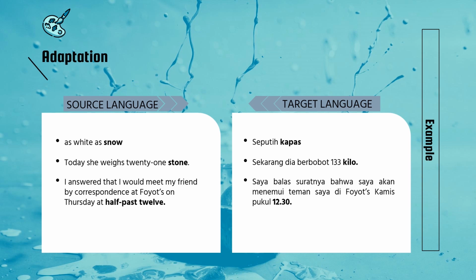And the next example, today she weighs 21 stone. And in the target language, there is sekarang dia berbobot 133 kilo. From that example, we know that the weight unit in the source language is stone, but we translate it into kilo because in the target language, stone means batu, and that does not make sense if we translate it with the actual meaning of stone.